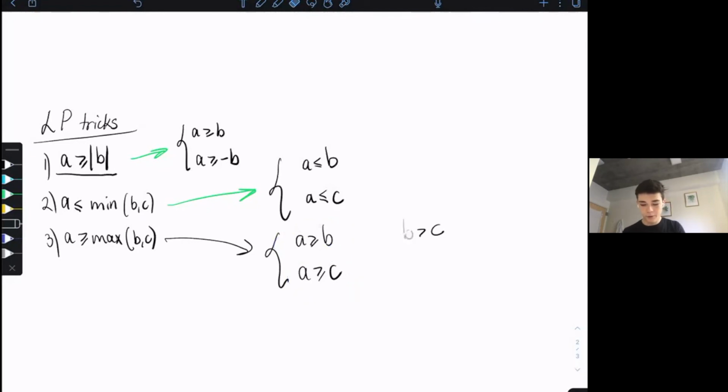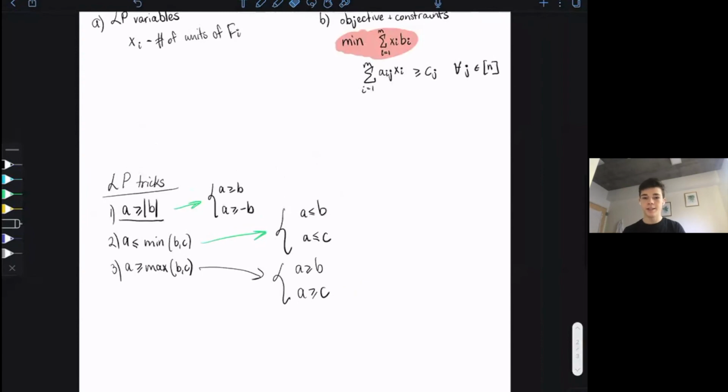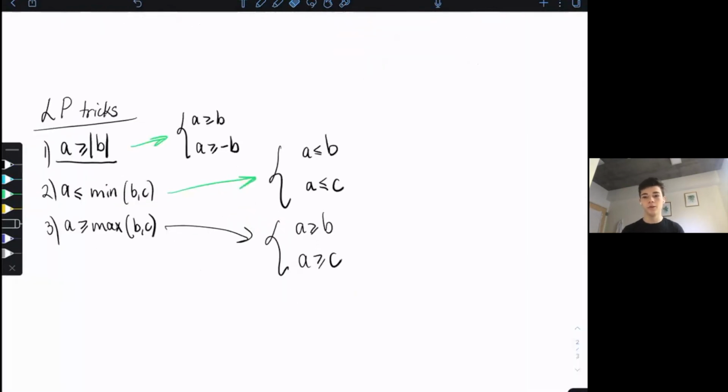Hopefully these tricks will be useful for you on exams and homework problems. Definitely keep them in mind. They're super useful for formulating LP problems and allow you to take a nonlinear problem into a linear space.